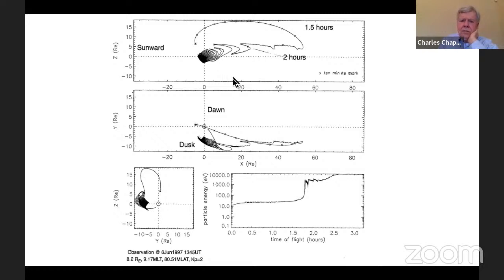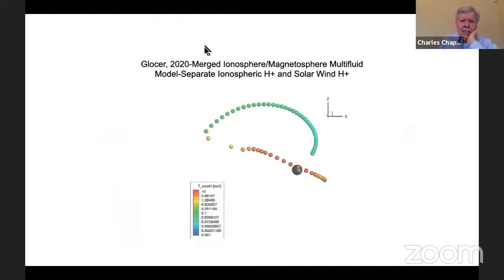And that's true. However, Alex Glocer has done a model, and this was published just this past year. It's a merged ionosphere magnetosphere multi-fluid model. So he feeds in polar wind. He's got a plasmasphere, a ring current, a plasma sheet, and it's multi-fluid. And he chooses a separate fluid for the ionospheric H+ and the solar wind H+. So this model can tell you the difference in where these H+ ions came from. And since that's the dominant ion, that's a really important thing. I'm going to show you something more about that in just a minute.